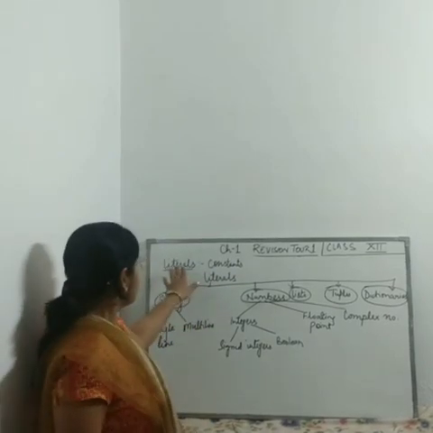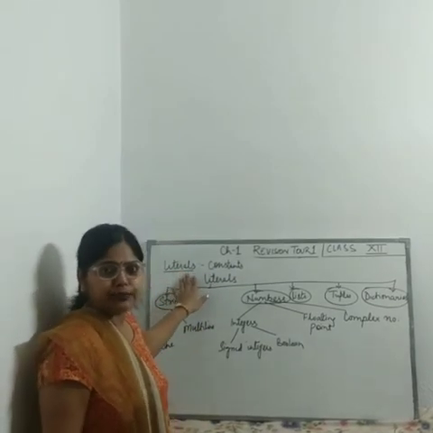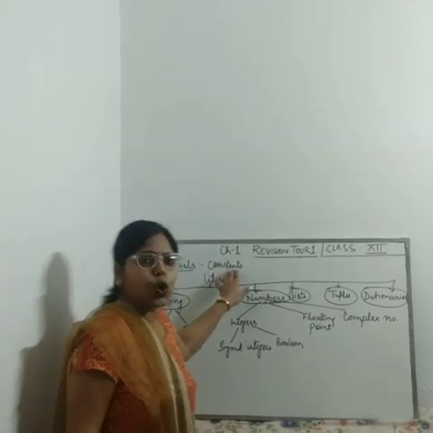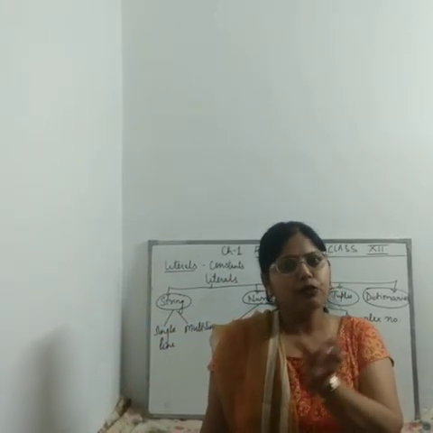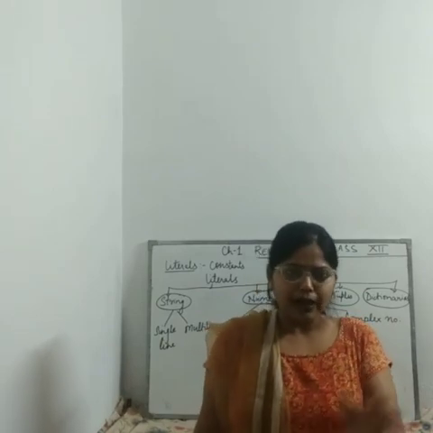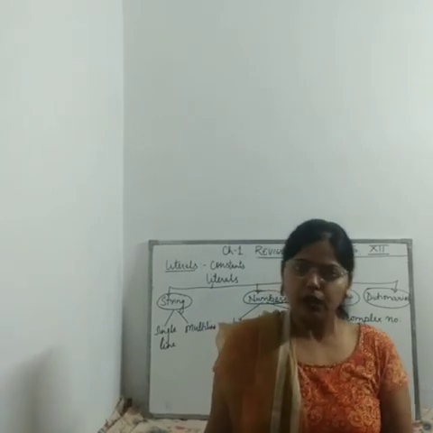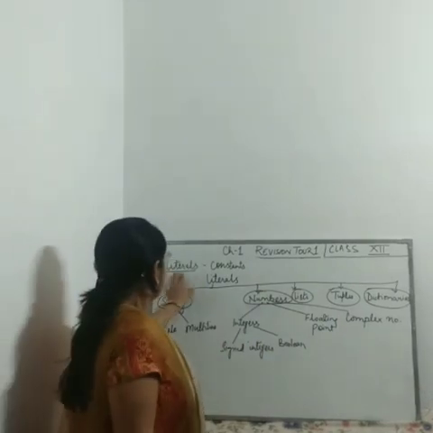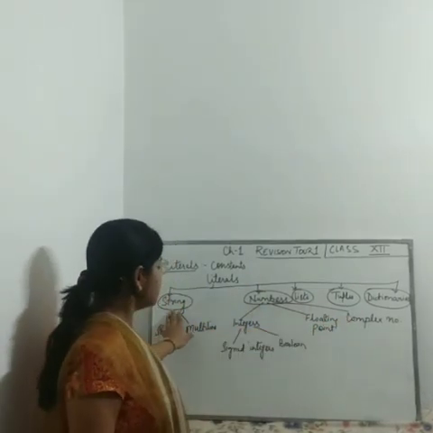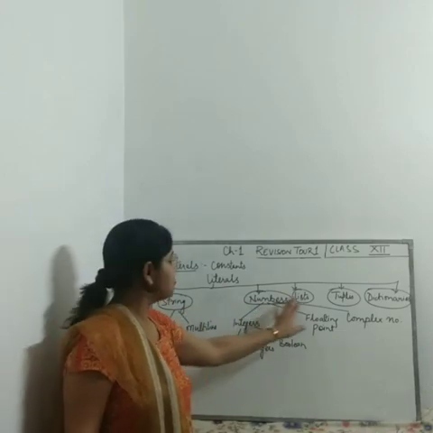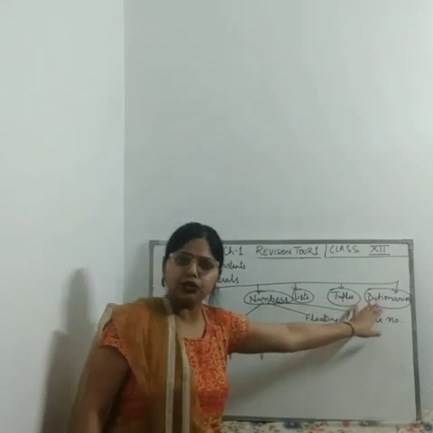Next we come to literals. Literals are the constant values that we give to a variable. We have different types of literals over here, like string literals, numbers, lists, tuples, and dictionaries.